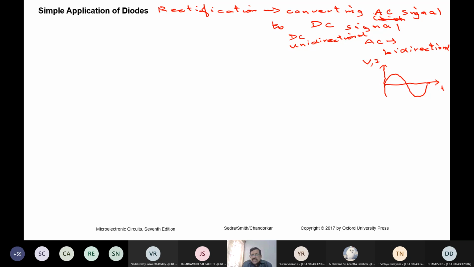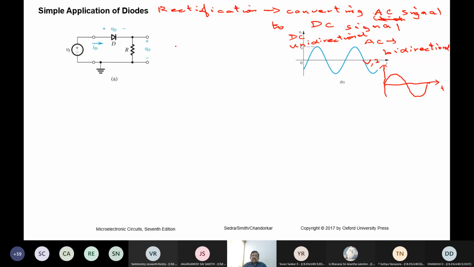How can I think about using a diode for this rectification process? Because we simply know the fact that a diode conducts under forward bias, and the diode does not conduct under reverse bias. With that in mind, I show a circuit like this, and I am taking the output. Now notice the output. Here is my input signal, an alternating signal which swings between positive and negative half cycles.